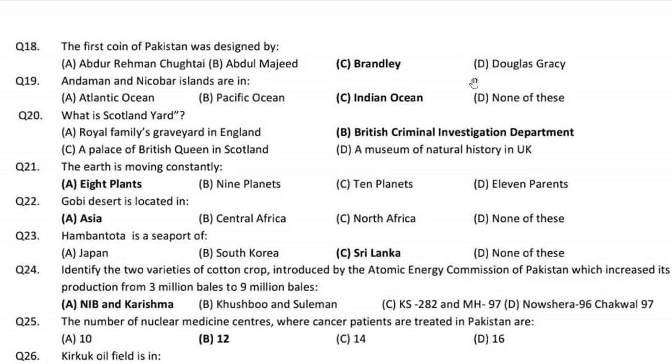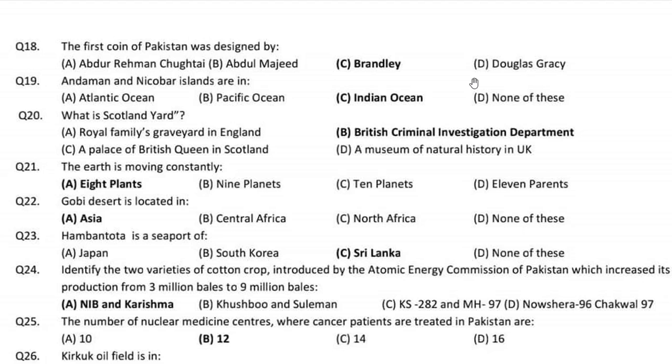The Earth is moving constantly. Option A, 8 planets. Gobi Desert is located in option A, Asia. Hambantota is seaport of option C, Sri Lanka.